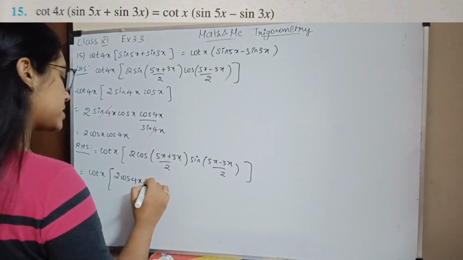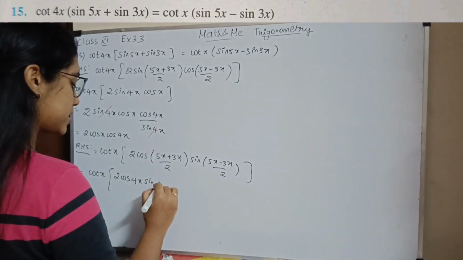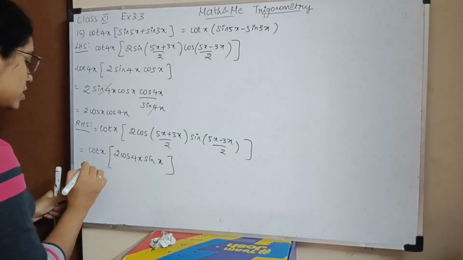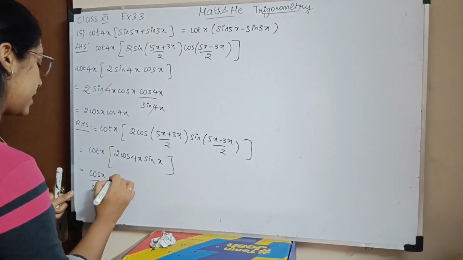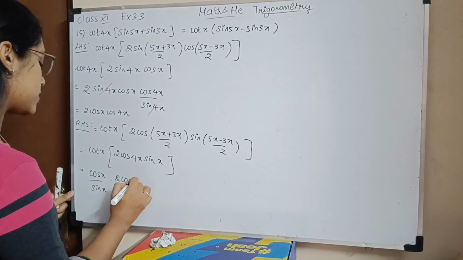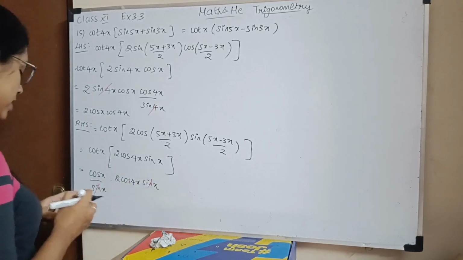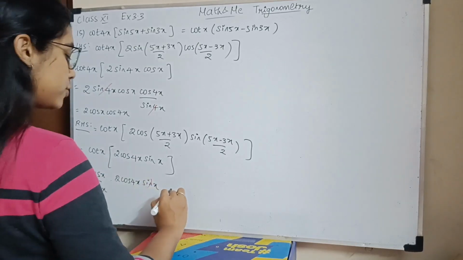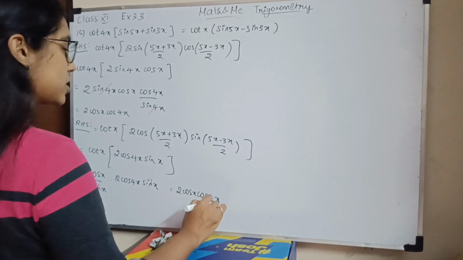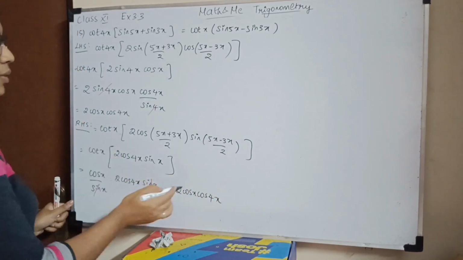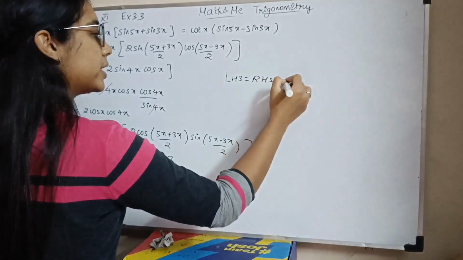So, cos 4x times sin of 5x minus 3x is 2x, 2x by 2 is x. I will have this. Cot x is nothing but cos x by sin x times 2 cos 4x sin x. So, in that the sin cancels. So, I will be left with 2 cos x cos 4x. So, it means LHS is equal to RHS. Hence proved. Okay.